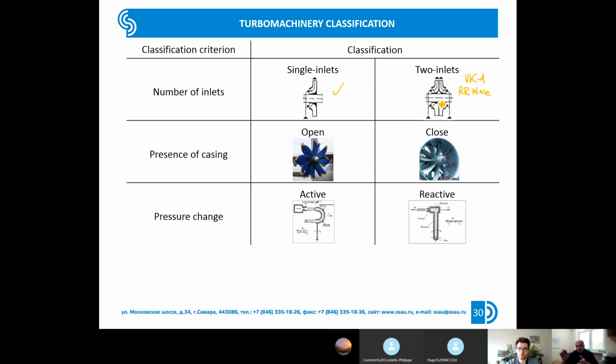So I hope somewhere you will come to Samara and we have the first one in our engine museum, and you could look at how such a type of compressor looks in real life. So by the presence of casing, it could be open, could be closed. I think it's clear from the picture. And by pressure change, active and reactive. I think at this moment it's very hard to explain the difference.